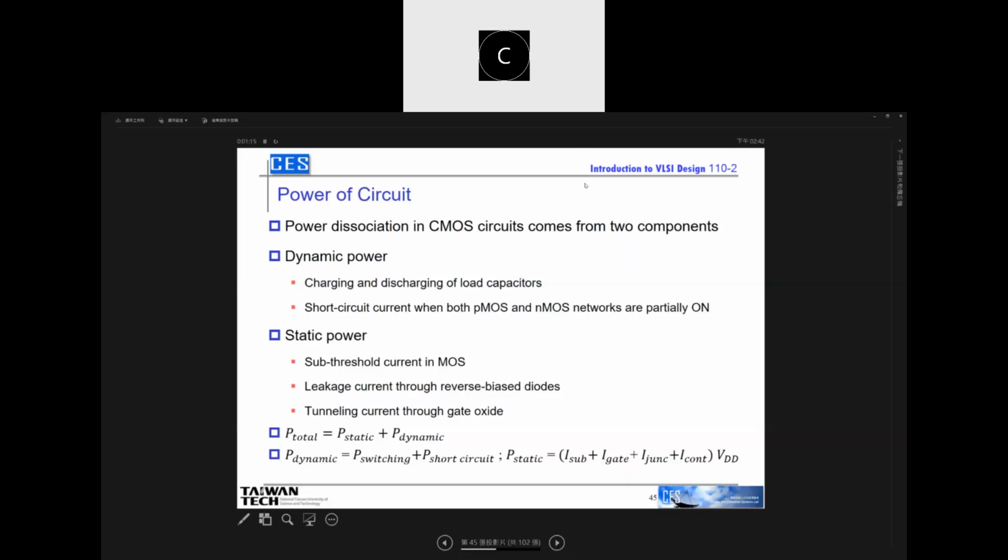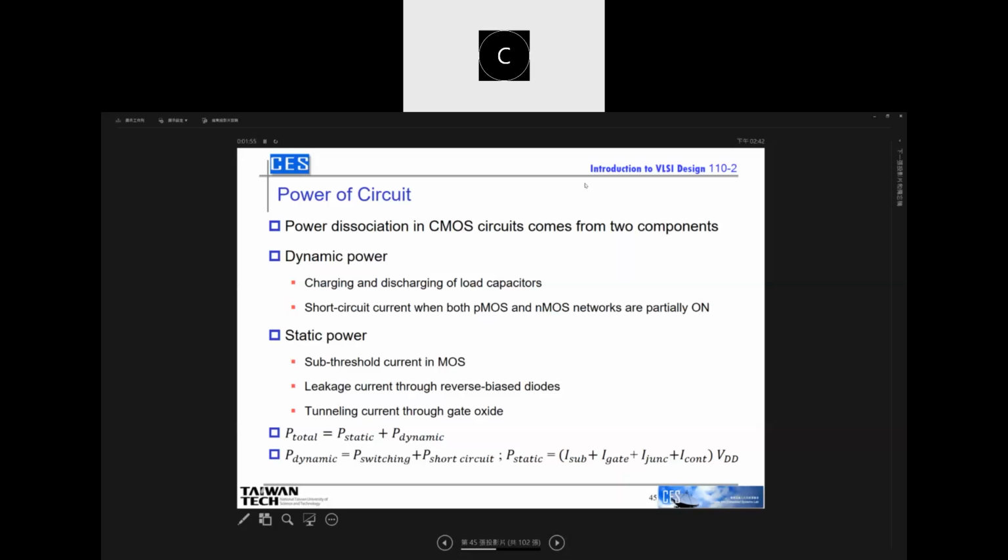Okay, and then the second part in this chapter, we would like to focus on the power consumption or energy consumption of the circuit or the VLSI system. Power or energy has become more and more important, especially in handheld or battery-driven devices, such as cell phones, tablets, or other wearable devices, and some IoT applications. So power and energy consumption of the circuit has become more and more important.